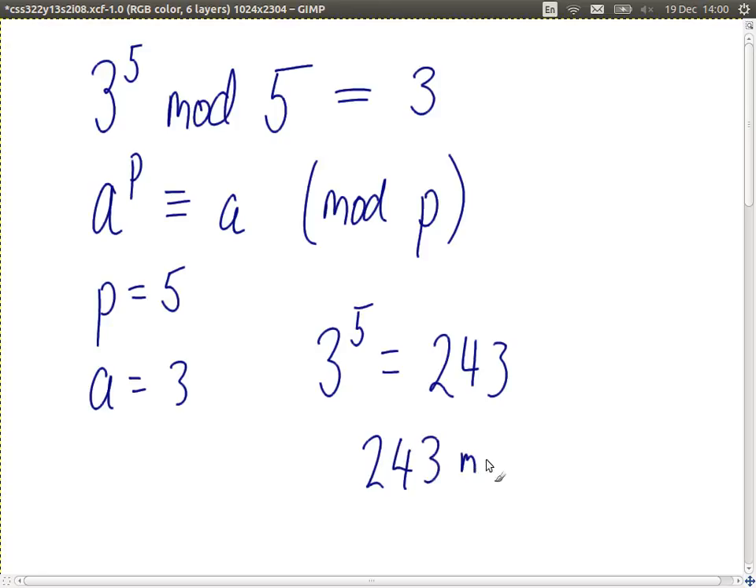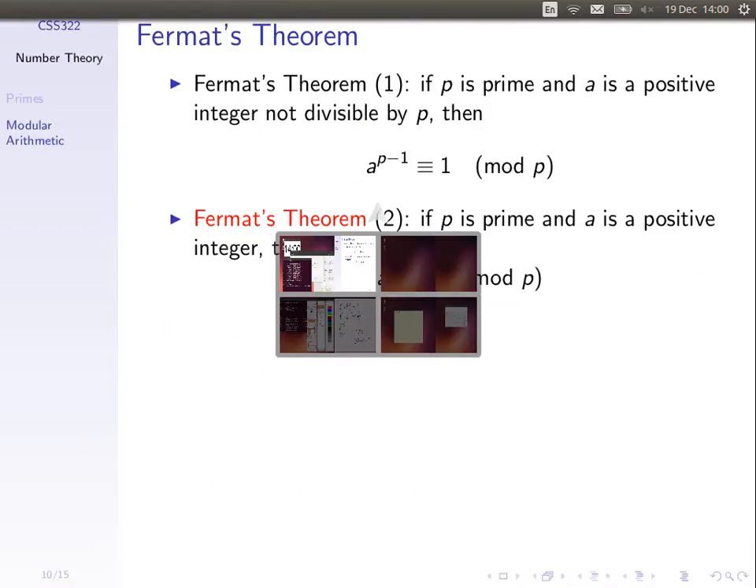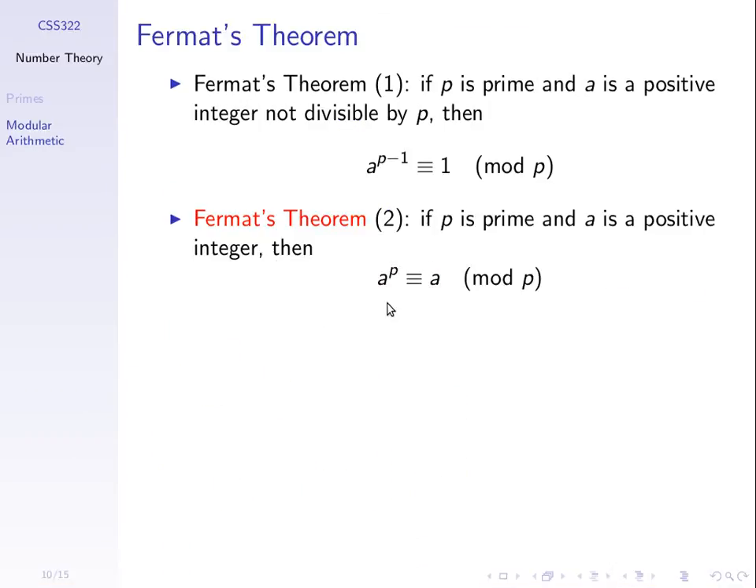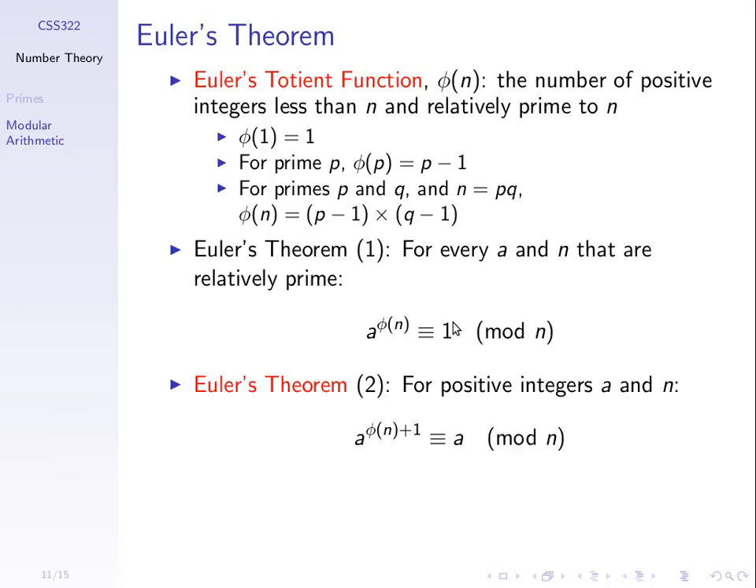243 mod 5 equals 3. Mod 5, 240 mod 5 is 0, so we have a remainder of 3. So it's true in this case. And if you try all values that fit that P is prime, then you'll find that that's true. We'll see that we'll use the second form of this theorem in cryptography.